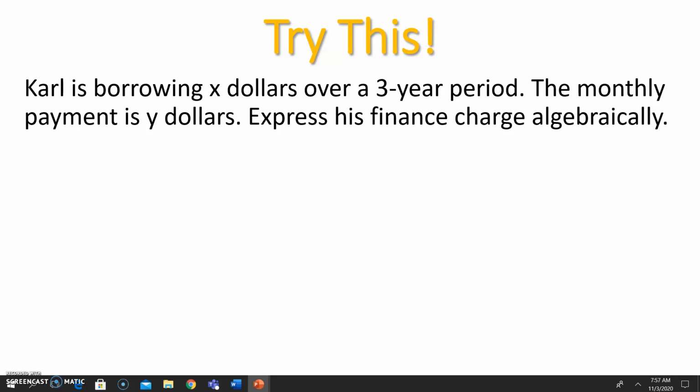Let's go ahead and try this. Carl is borrowing X dollars over a 3-year period. The monthly payment is Y dollars. Express his finance charge algebraically. Submit your attempt to Desmos. Give it a try.